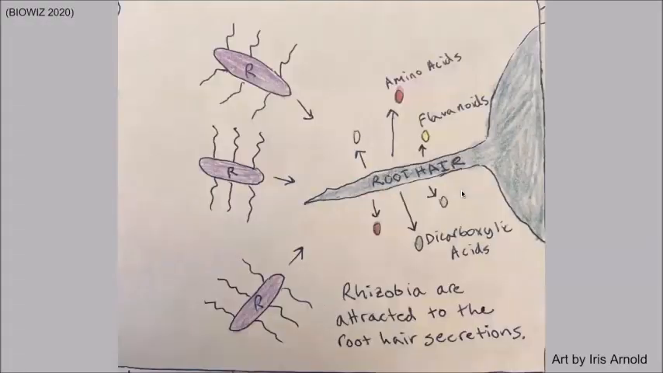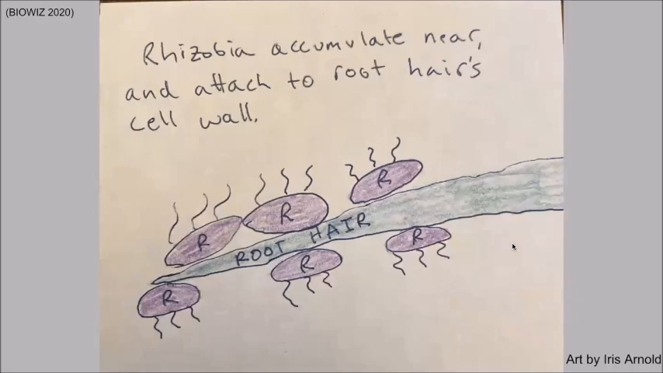So here is an in-depth look, step by step, at the relationship between rhizobia bacteria and legumes. The process of root formation is initiated when a legume releases chemicals, including amino acids, dicarboxylic acids, and low concentrations of excreted components called flavonoids, through their roots, which the rhizobia in the soil are attracted to. Rhizobium accumulate near the root hair and eventually attach to the root hair's cell wall.